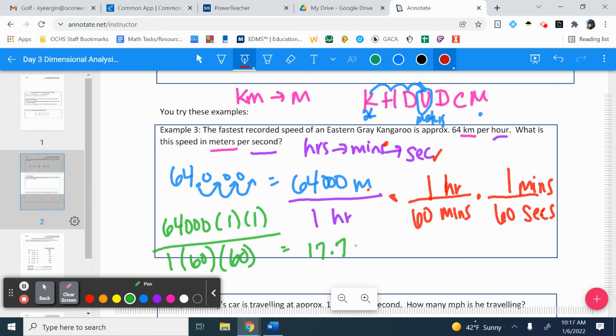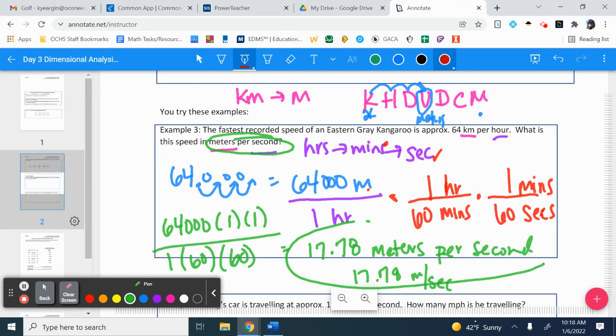So I'm going to round that to 17.78. And then don't forget our final units of measure, which are meters per second. You can write this out, or you could just do 17.78 meters per second. However you decide to do this is completely fine.